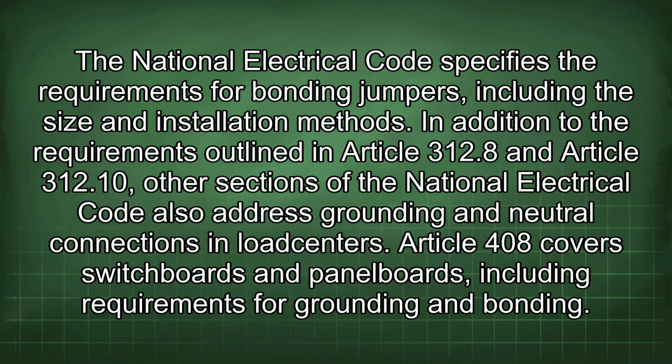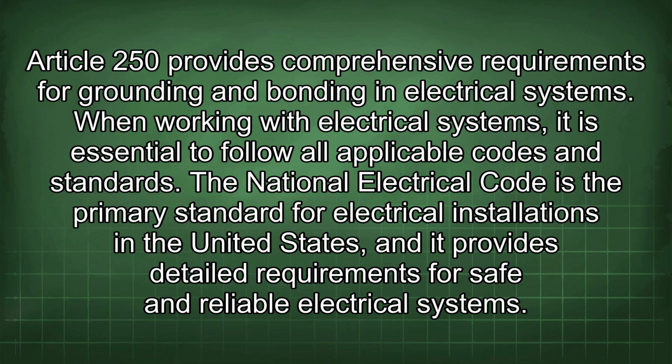In addition to the requirements outlined in Article 312.8 and Article 312.10, other sections of the National Electrical Code also address grounding and neutral connections in load centers. Article 408 covers switchboards and panelboards, including requirements for grounding and bonding. Article 250 provides comprehensive requirements for grounding and bonding in electrical systems.